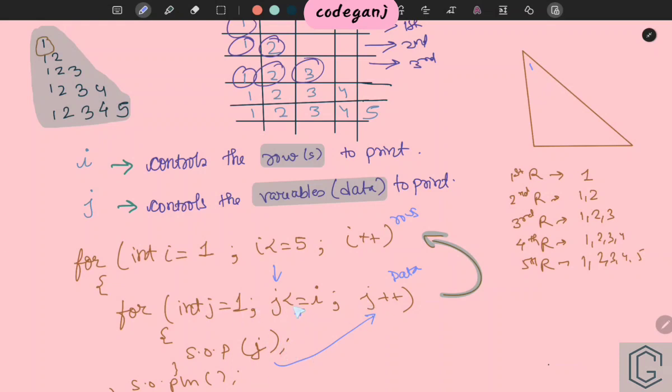So j will become 2 now, but this condition will become false because i is 1 only. So it will come out of this loop and then it will give us a new line. Now the value of i becomes 2. It is still less than the limit. Now j starts from 1 and goes to 2, so 1 and 2, 1 and 2, it will print 1 2 3, 1 2 3 4 and 1 2 3 4 5. Cool, very cool.